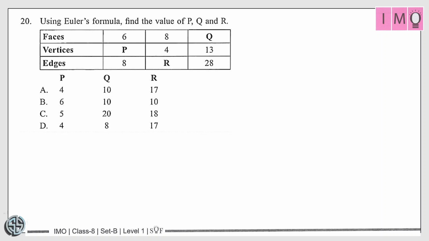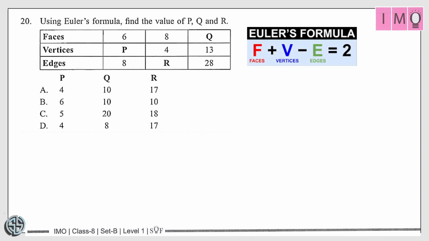Using Euler's formula, you have to find the value of P, Q, R. So what is Euler's formula? For any 3D object, Euler has given a formula which relates faces, vertices, and edges. This is our Euler's formula, which says faces plus vertices minus edges will always be equal to 2.